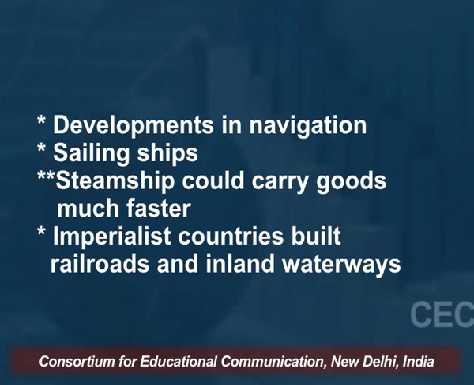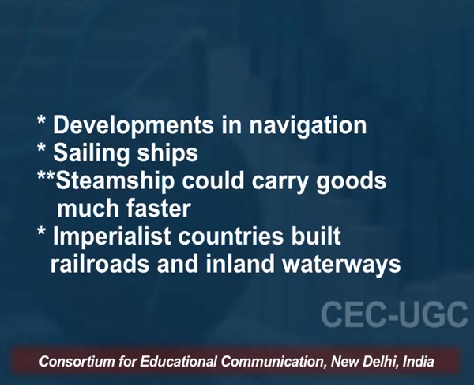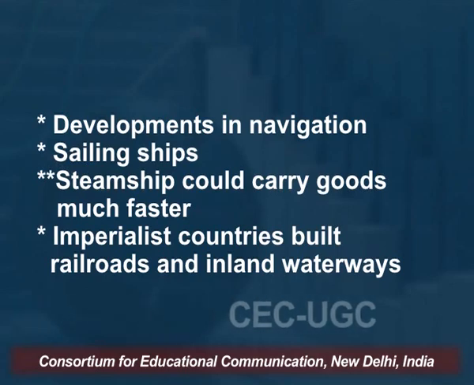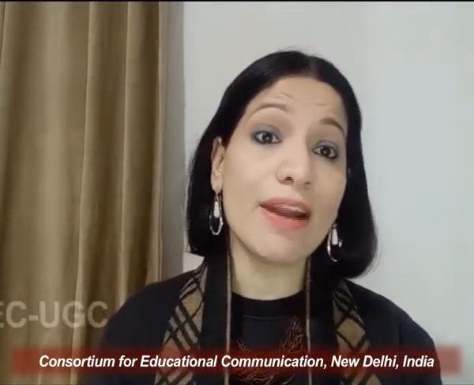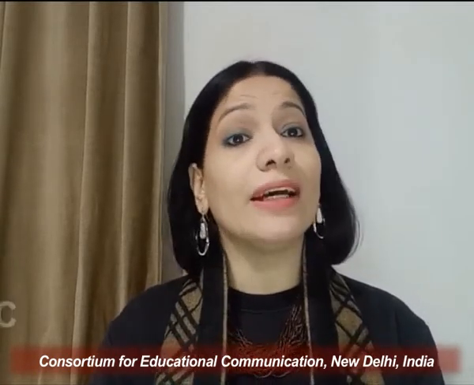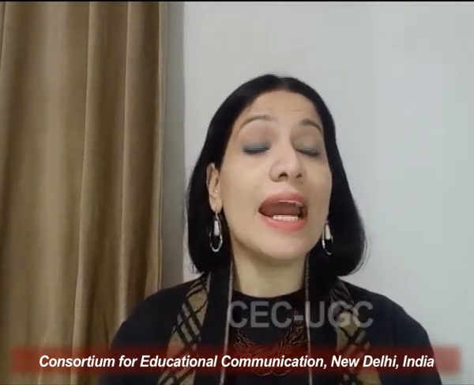And herein, with all these developments, there are historical records to prove how the colonial powers, the imperialist countries, built railroads, infrastructure, inland waterways, and with the construction of railroads, infrastructure and inland waterways, the attempt was to ensure that the colonial land, the colony, works better for the advantage of the metropolis.